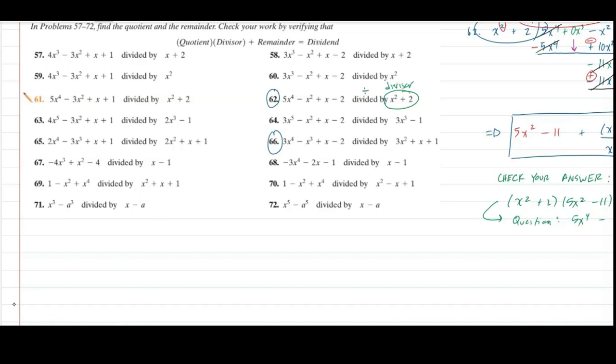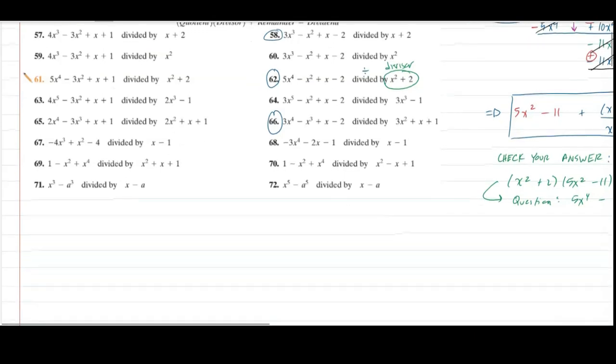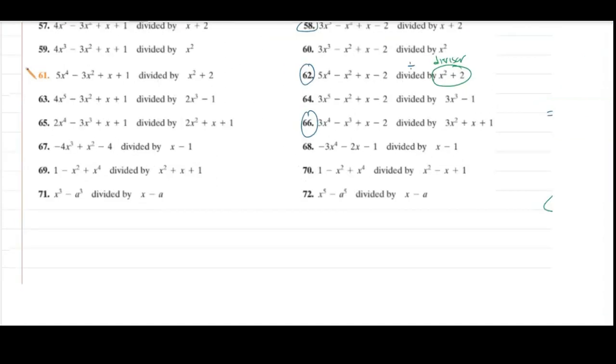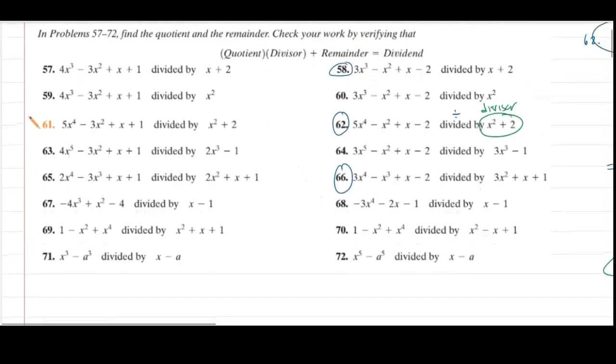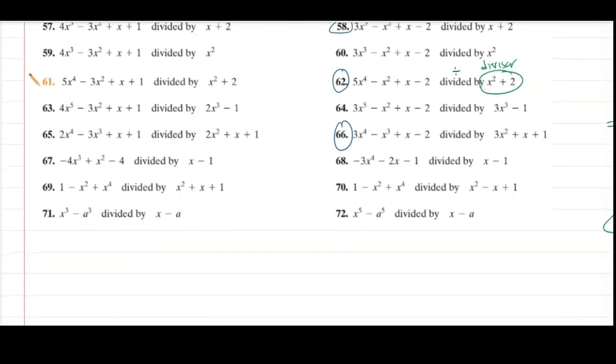And one of the questions that I'd like to try with you here is number 58. It says you're going to be taking 3x cubed minus x squared plus x minus 2, and you're going to be dividing it by x plus 2. So here's how that question really looks when you write it out. You have an x plus 2 as your divisor, and then on the inside is called the dividend.